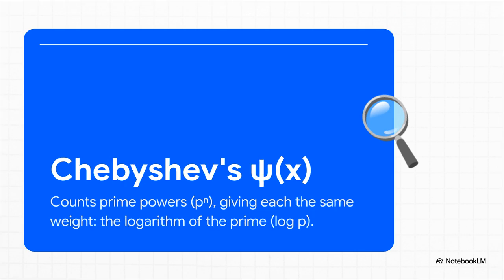And now for Chebyshev's Psi of x. This function has a totally different philosophy. It also counts prime powers, but it gives every single one the exact same weight. And that weight is a special value, the natural logarithm of the original prime. So 7, 49, and 343 all add the exact same value, log of 7, to the total count. It gives each prime's entire family a constant, powerful voice.